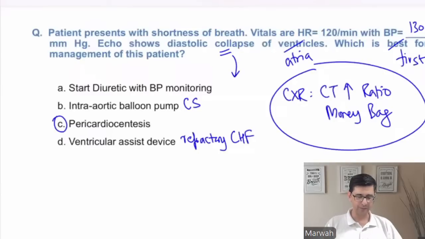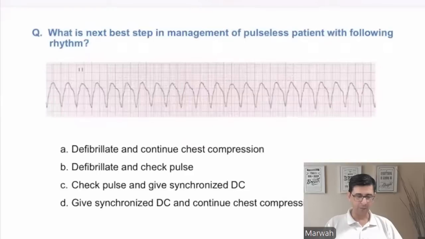Okay, great. Okay, moving to the next step. He said, which of the following is the next best step in management of a pulseless patient with the following rhythm? And this was a broad QRS tachycardia.